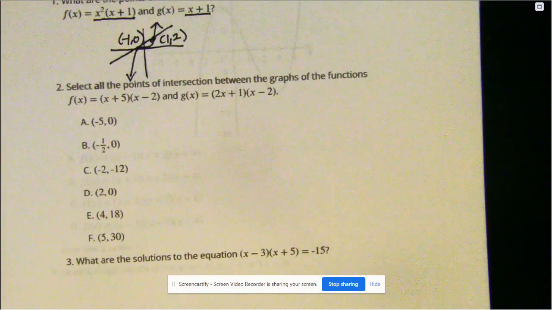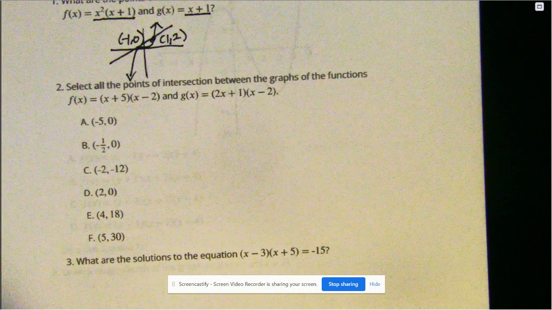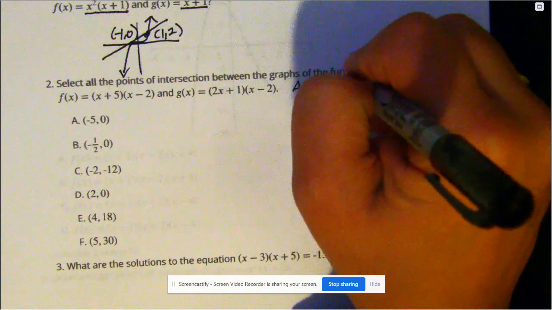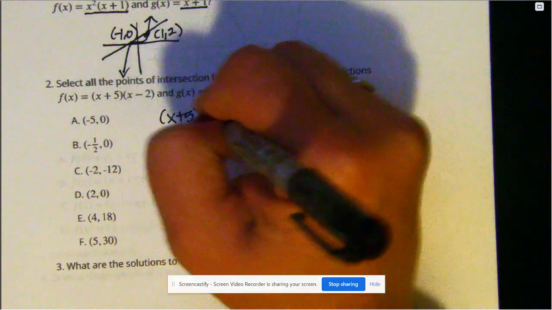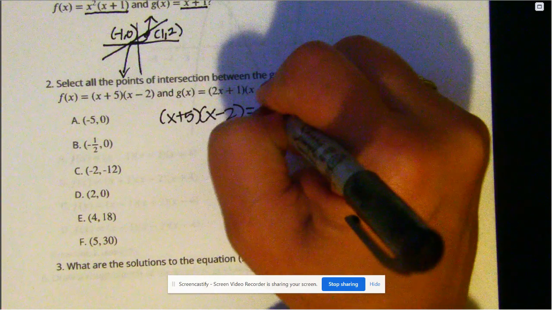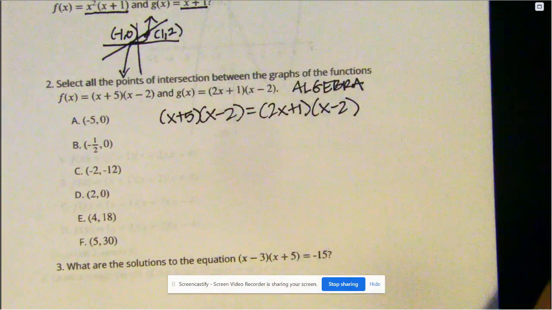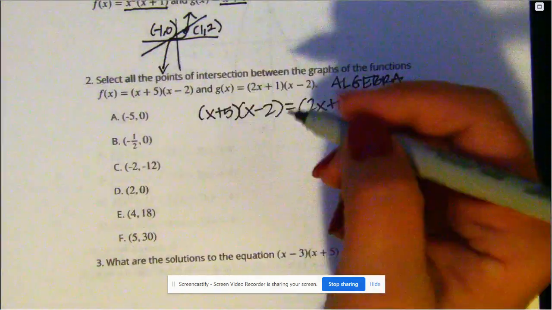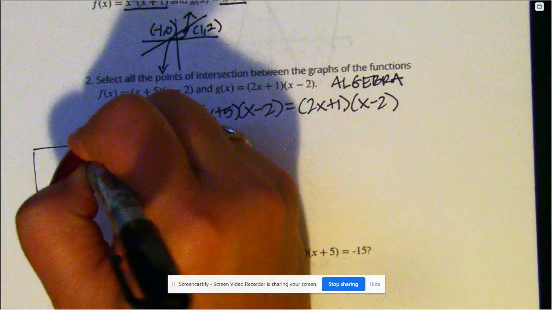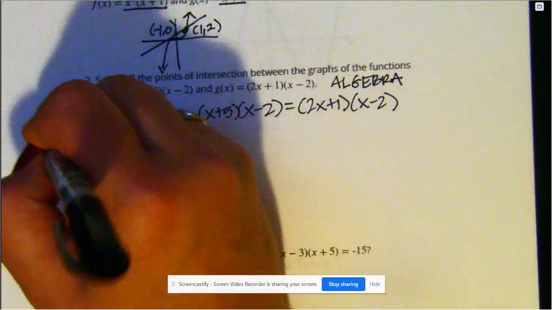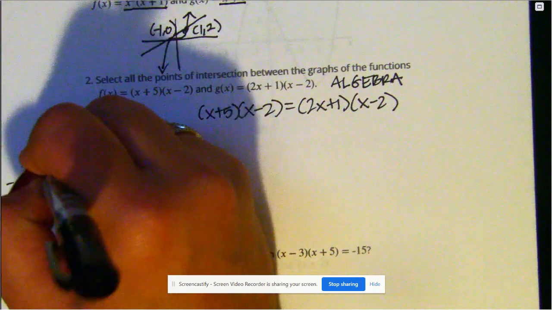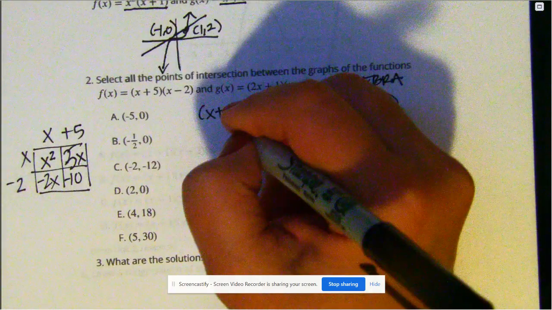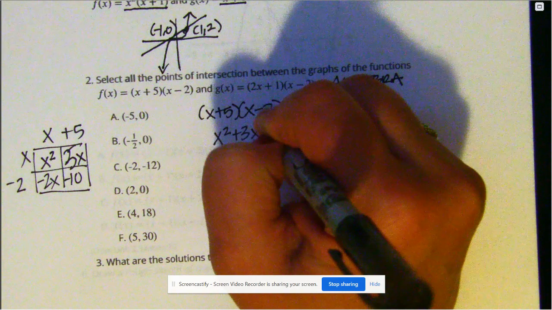Number 2, select all the points of intersection between the graphs of these two. Now this one, you needed to show the algebra. And right now, both sides are in factored form. So when will this run into this? So first thing we're going to do is multiply. I'll come over here. I'll do a box. Hopefully some of you are getting to the point where you might not need the box to multiply. So this is x squared, 5x, negative 2x, negative 10. So this side is x squared plus 3x minus 10.